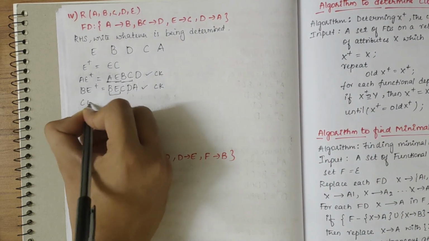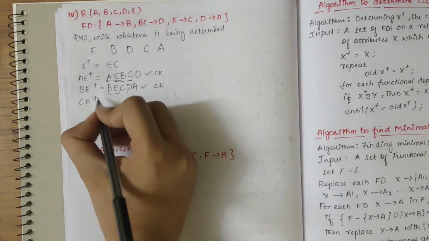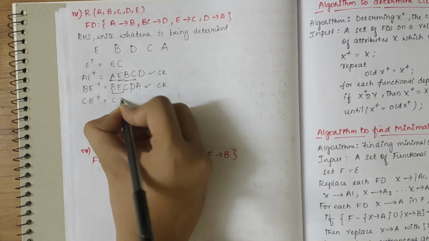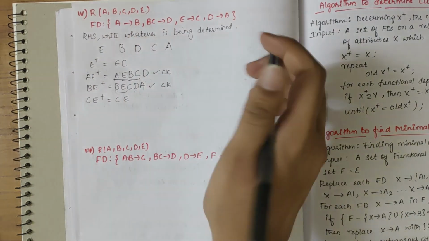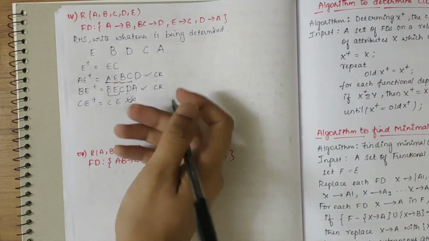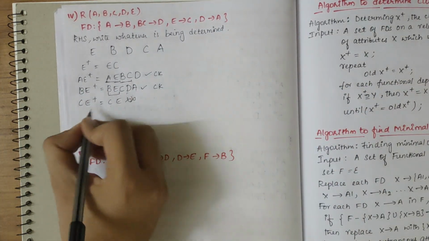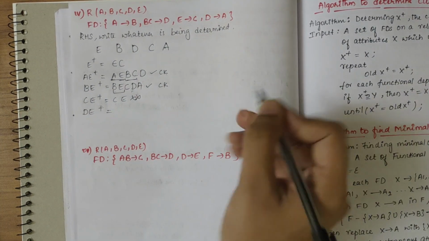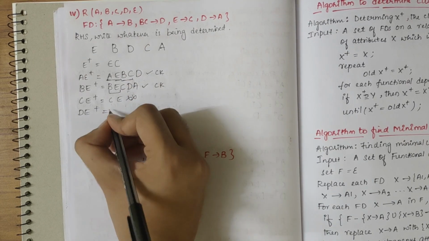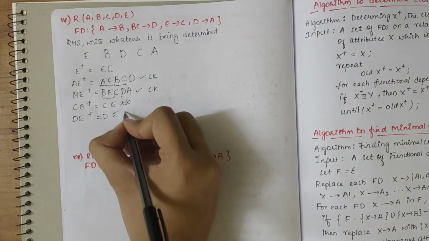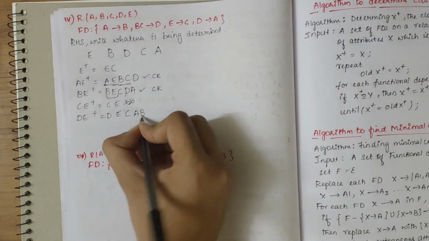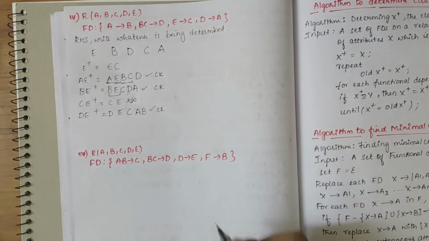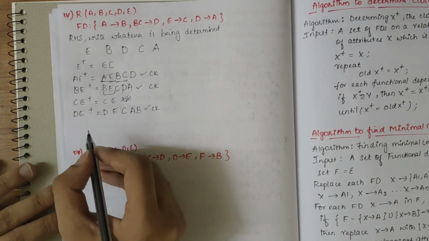Next I'll take CE closure and check. So I should write C and E as it is. E determines C and C combination is there, no. So you can't write anything further, right? So you can't consider this. Now I'll take DE closure. So for DE closure, let's write D and E as it is. Next E determines C, D determines A and A determines B. So this is also a candidate key.